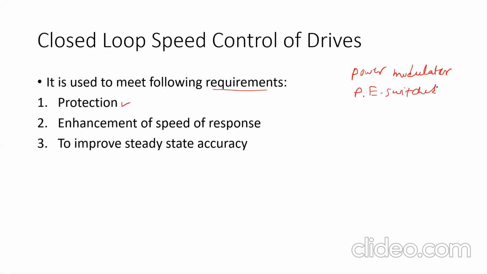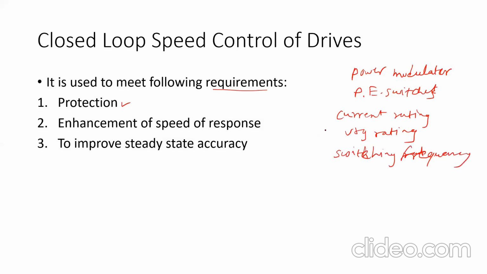Obviously, these switches come with some current rating, or voltage rating, or a switching frequency. Their switching frequency is constant; it is decided. These are the limiting factors to operate a particular power electronic switch.